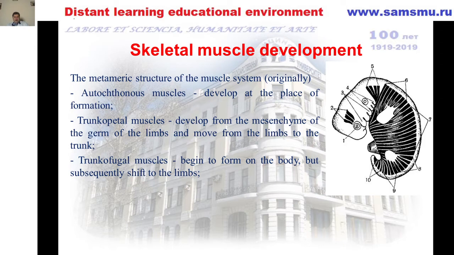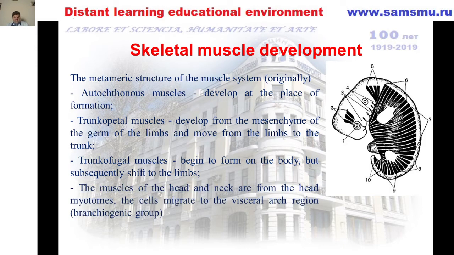Most muscles arise from the union of the muscle sides to form multiple myotomes. These are polymeric muscles. The rectus abdominis muscle, for example, consists of individual muscle sections connected by a tendon bridge, the remnants of myoseptum between individual myotomes. And I will show you this muscle later.